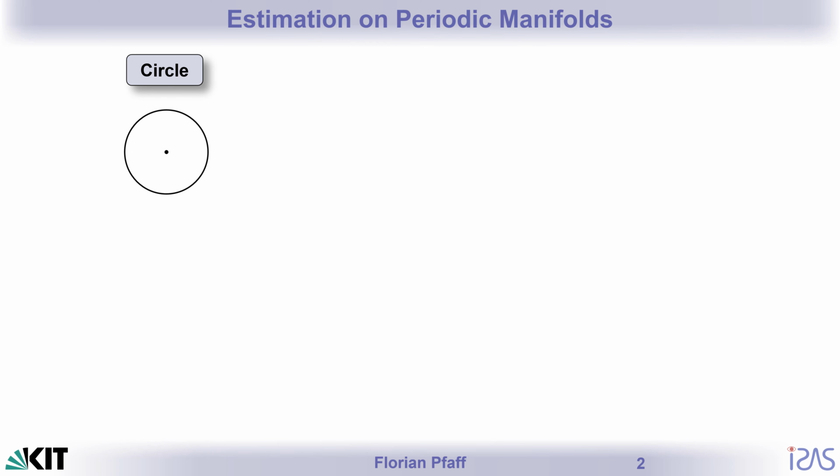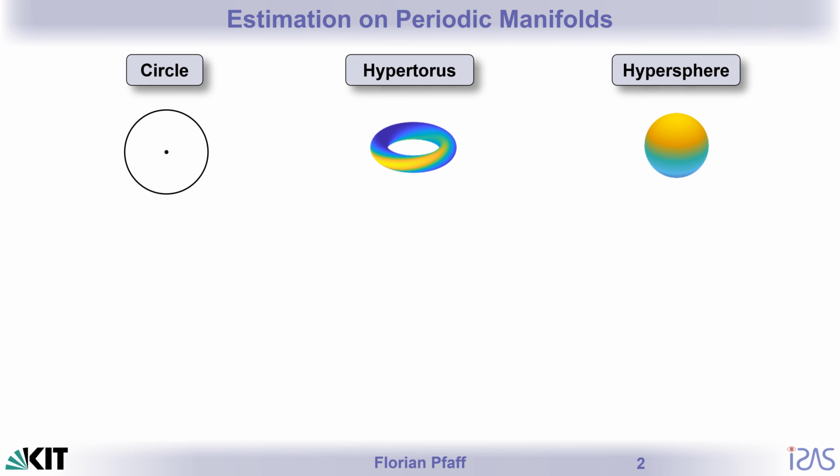We'll begin with a brief motivation about estimation on periodic manifolds. Periodic manifolds are such that, as you can see in a circle, if you go around the manifold, you will arrive at the origin again. And there are also higher dimensional versions, such as the hypertorus, where you have multiple ways to go along this, or the hypersphere, which is very different because it does not have a hole. So why is it tricky?